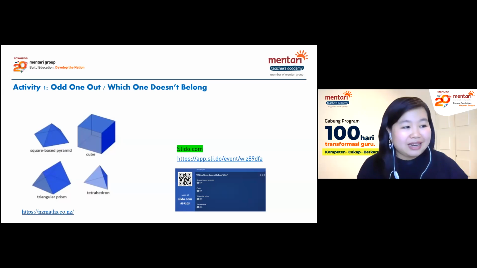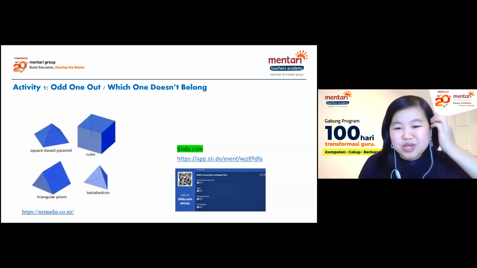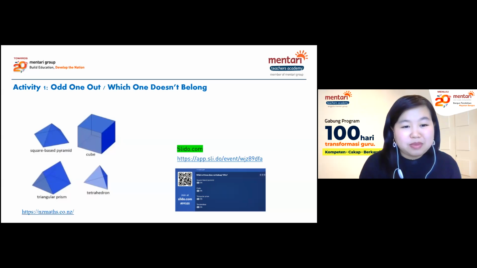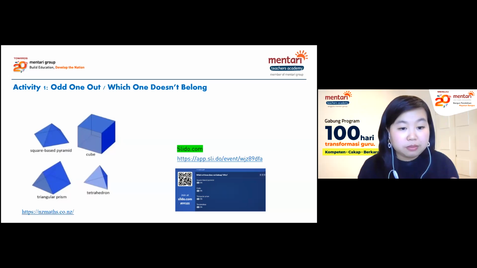For this one, kindly please help me, Ocha, to share the link for the Slido. We're going to do pretty much the same thing. I think you know the drill, right? Choose one of these four 3D shapes. The first one is square base pyramid, and then we have cube, we have tetrahedron, so basically it's a pyramid with the base of a triangle as well. And we also have a triangular prism. From this, you may choose one shape that does not belong to the group.